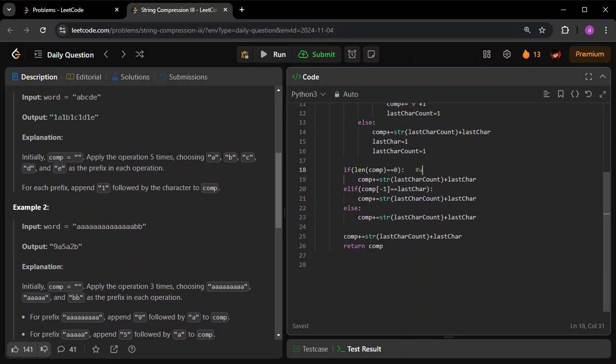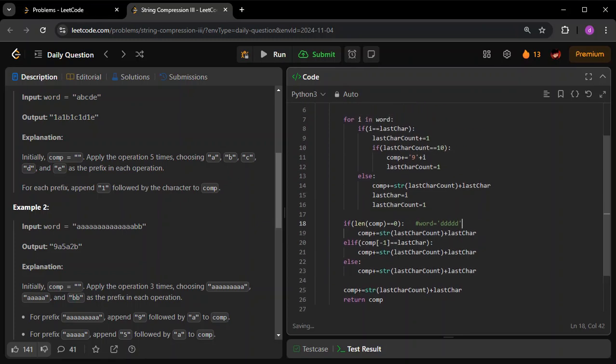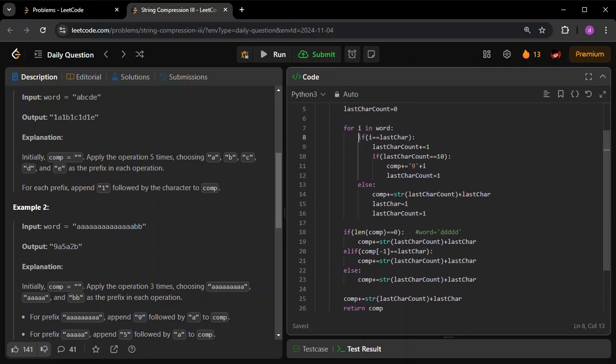When the word is something like this, for example, only a single frequency is coming again and again. In that case, what will happen? Only this part will be getting executed. We will not be executing this part because we'll never come in the else part here.